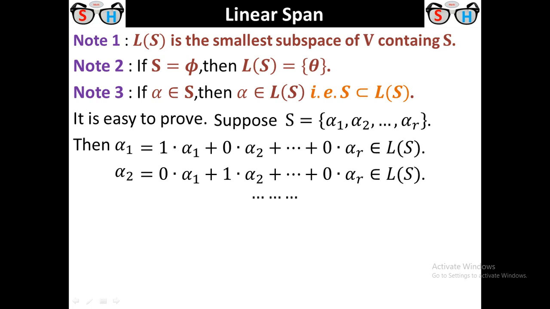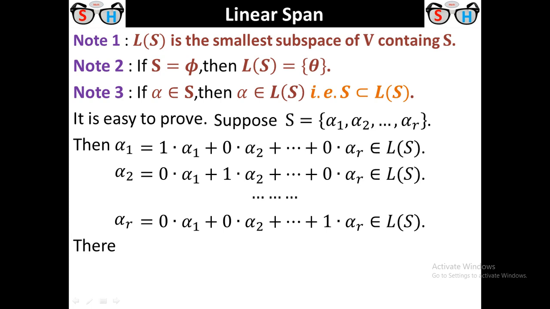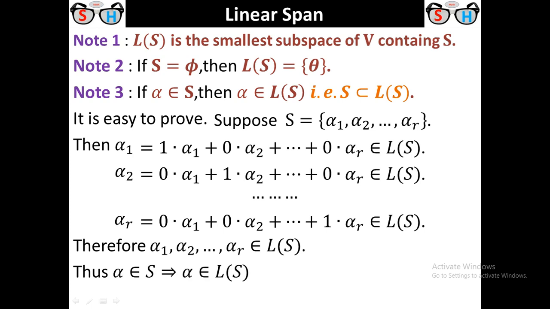Similarly, for all the elements, at last alpha r, this can be expressed in that form. So this is also in L of S. Thus all the elements in S belong to L of S, that is alpha 1, alpha 2, alpha 3, alpha r, all the elements belong to L of S. So if alpha belongs to S, then alpha must belong to L of S. So we prove S is a subset of L of S, that is L of S contains S.